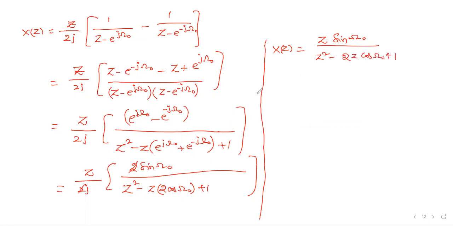So now what is the ROC? ROC is the same. ROC is mod z greater than 1. So these are a few problems regarding the Z transform. And in the next class, we will see the properties of the Z transform. So please watch the video and prepare for the examination. I will update the videos regularly.